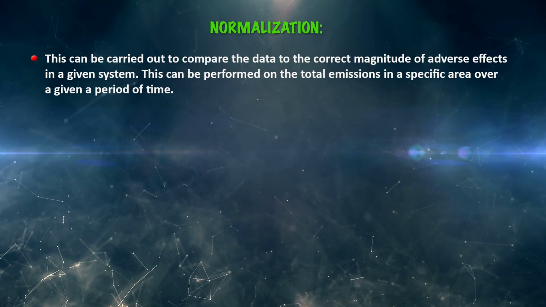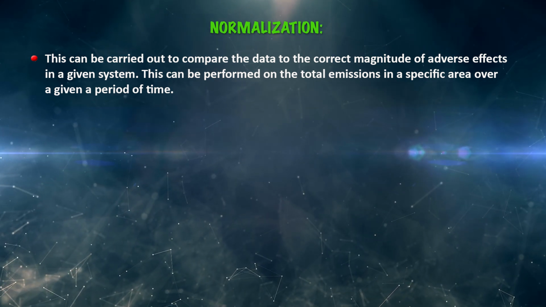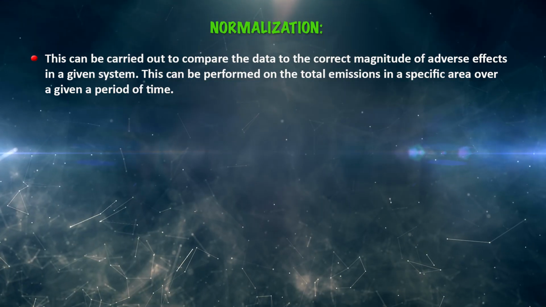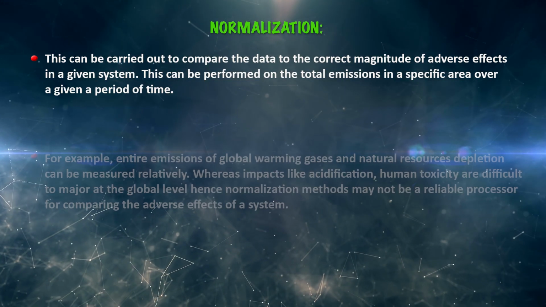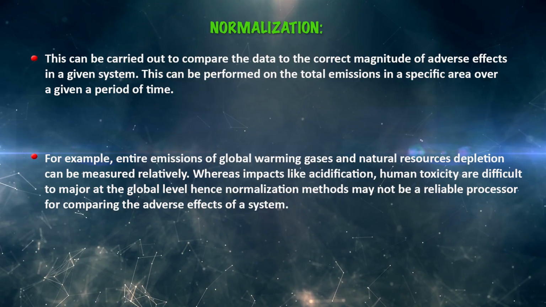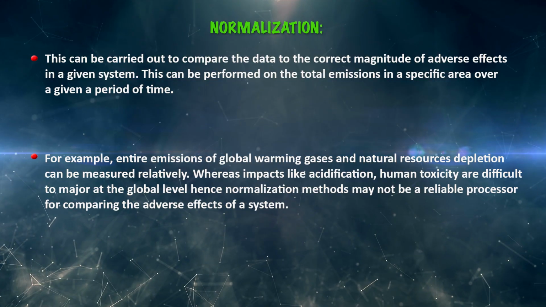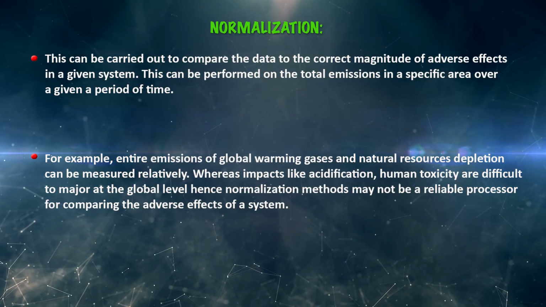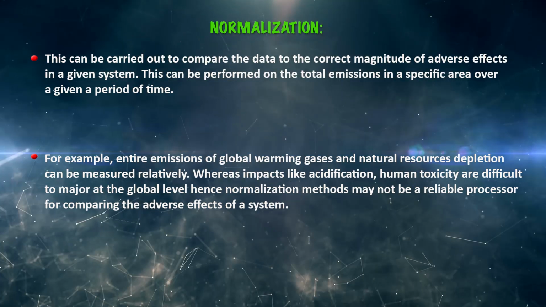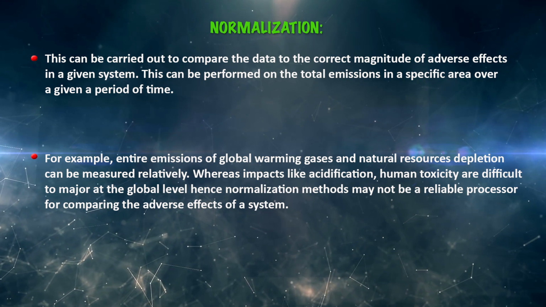This can be carried out to compare the data to the correct magnitude of adverse effects in a given system, and it can be performed on the total emissions in a specific area over a given period of time. For example, entire emission of global warming gases and natural resource depletion can be measured relatively, whereas impacts like acidification and human toxicity are difficult to measure at the global level because normalization methods may not be a reliable process for comparing the adverse effects of the system. So, the identification of significant issues, all these things have to be taken care of.